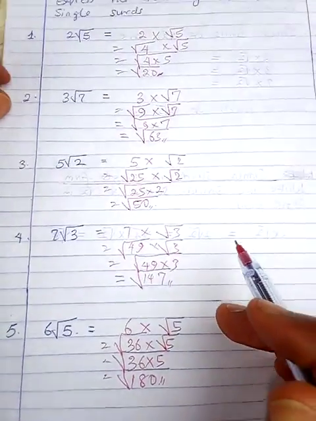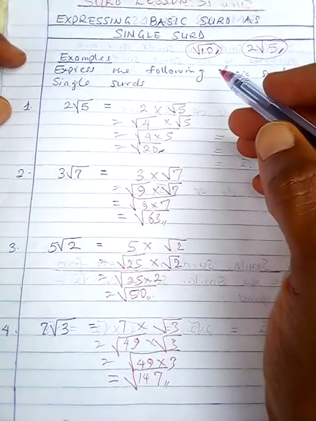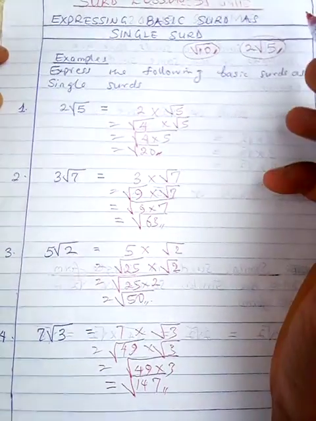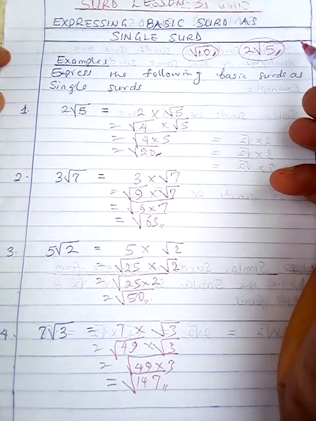So this is how to express basic surds as single surds, or how to express mixed surds as pure surds. Whichever way you put it, it is still the same thing.